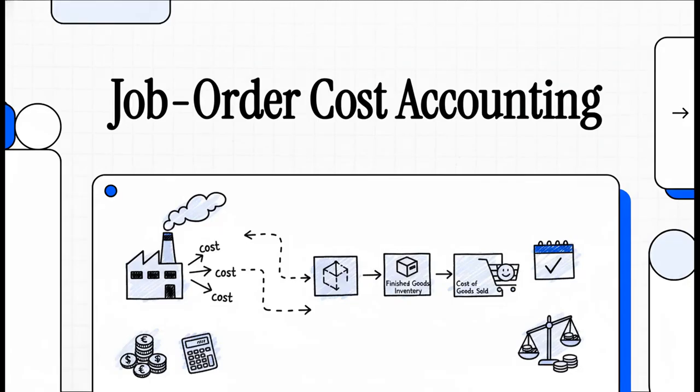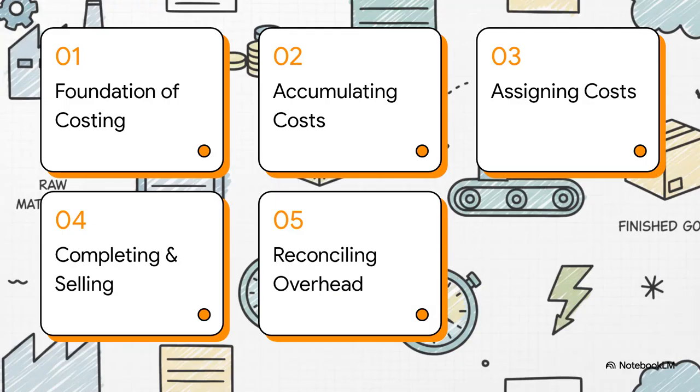Today we will conduct a detailed examination of the principles and applications of a job order cost accounting system. Our analysis will proceed through 5 distinct, logical sections. We'll begin by establishing the foundational concepts, then trace how manufacturing costs are accumulated. After that, we'll examine the process of assigning those costs to a job, follow the costs as the job is completed and sold, and finally, address the essential task of reconciling overhead costs at the end of the period.